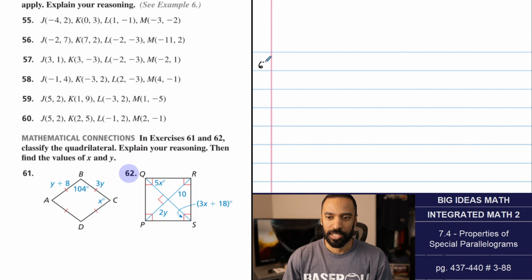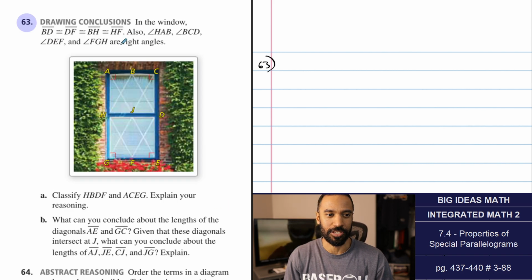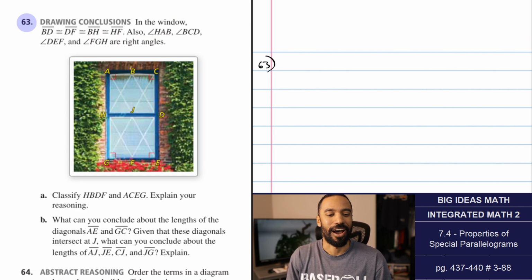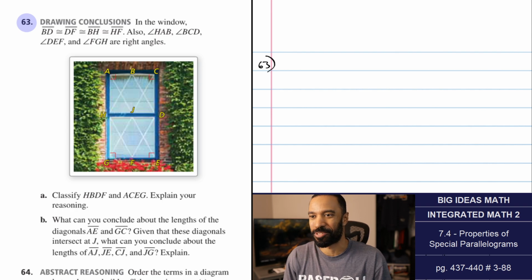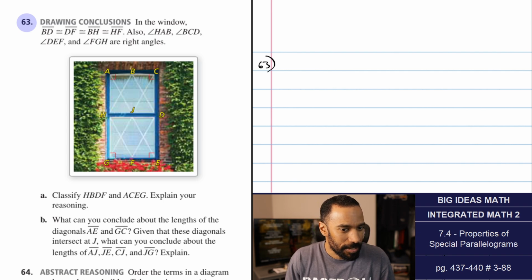All right, number 63. I have no idea what's coming on this other side. We probably got to get into some of that. Some of the drawing conclusions and stuff. All right, so much for drill and kill problems, guys. Now we got to do this. Drawing conclusions.